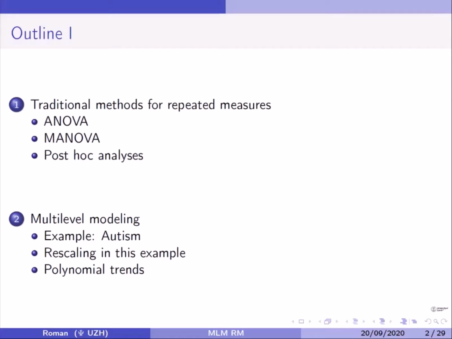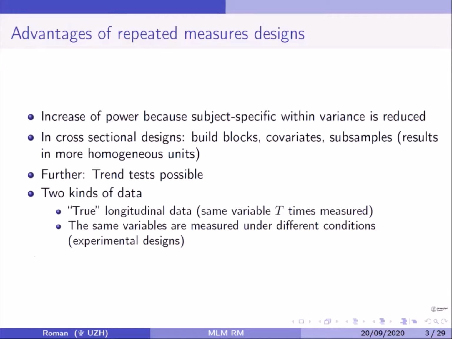I will also release one more video using R, which will go through the autism example in detail so we can see the results and how I approach analyzing the data. So overall, we have some advantages of repeated measures designs. We increase power because subject-specific within variance is reduced.